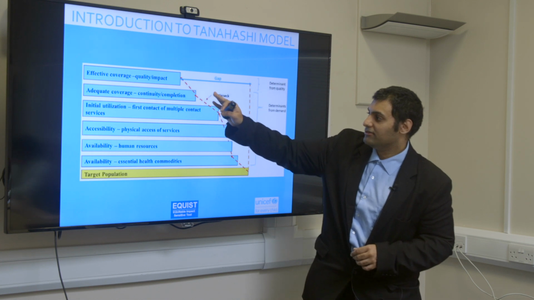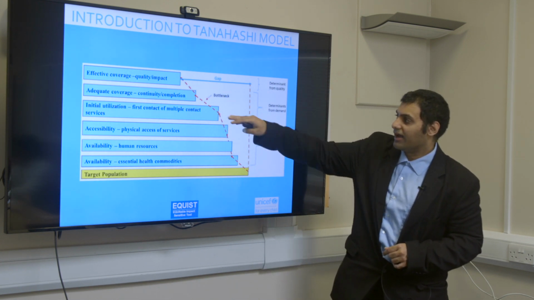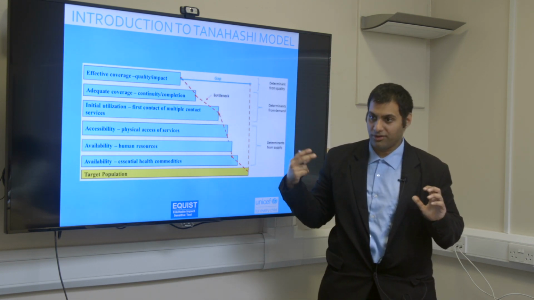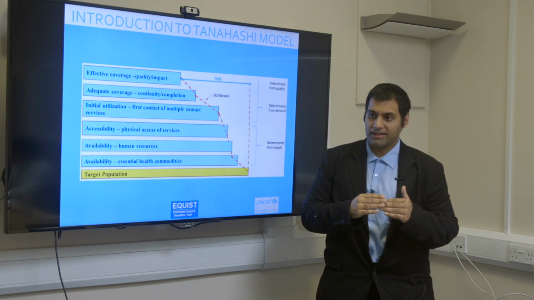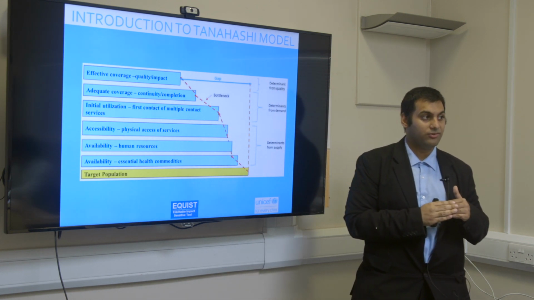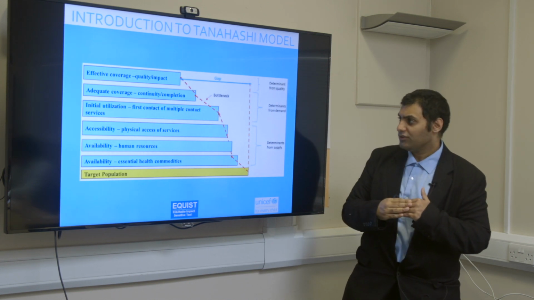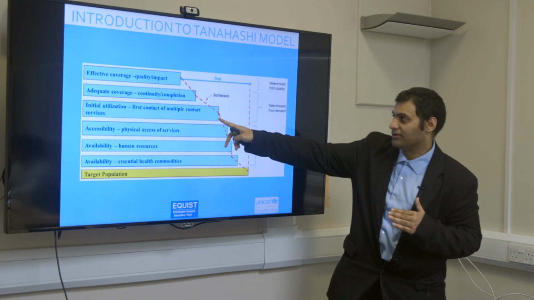What this means is initial utilization has to be the highest among the three because it's looking at our population. So if I give the case for antenatal care, are the mothers getting at least one visit at a health facility for antenatal care? So it's looking at that initial access to care. That's mainly what this determinant is looking at.